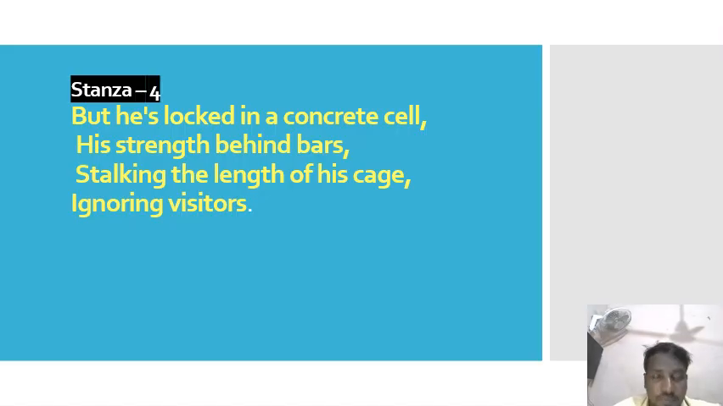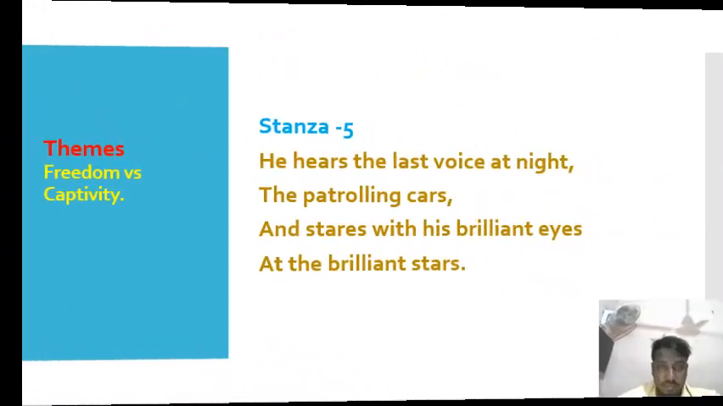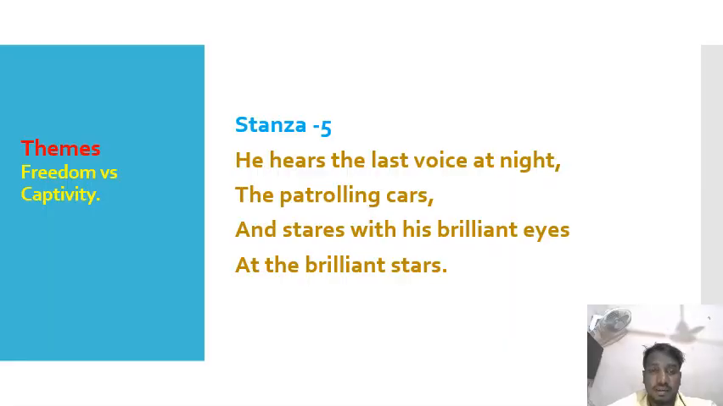That's what the poet says in the fourth stanza. Now let's move on to the fifth stanza. Stanza 5. He hears the last voice at night. It's very common in all the zoos that the people who are in charge of the zoo go for the rounds, just to see what the animals are doing, or whether they have any problems. That is the time when the tiger hears the lost voice, the patrolling cars making noise, and in the third line, stares with his brilliant eyes at the brilliant stars.